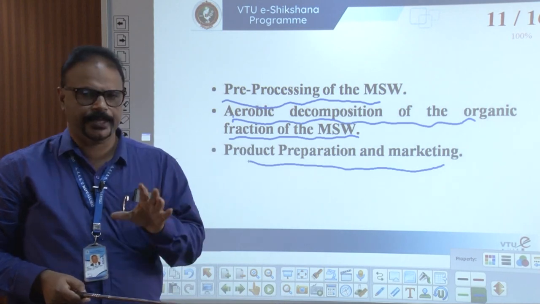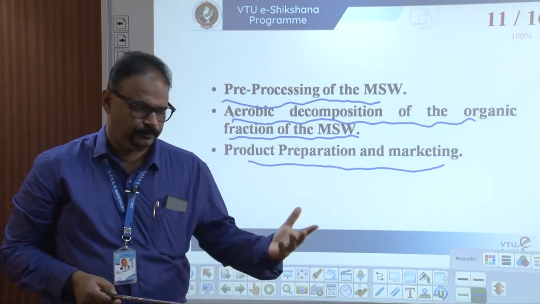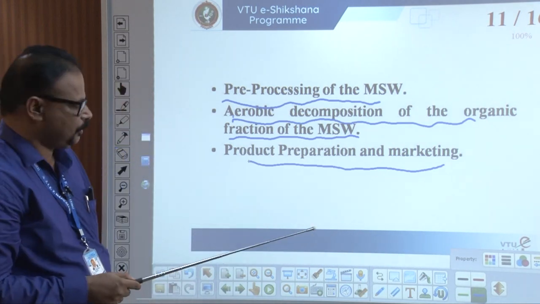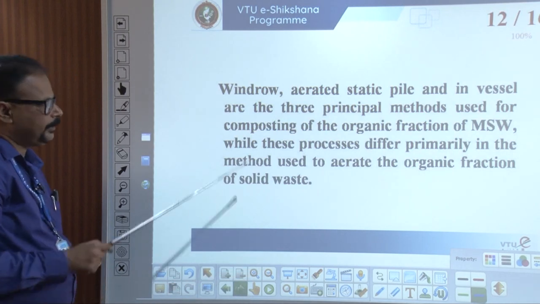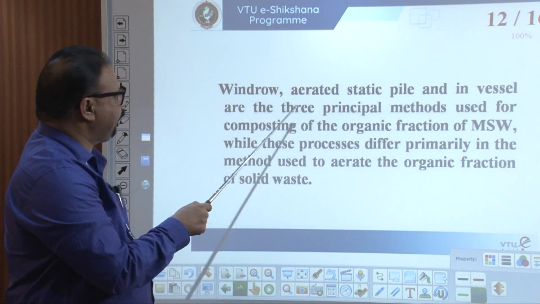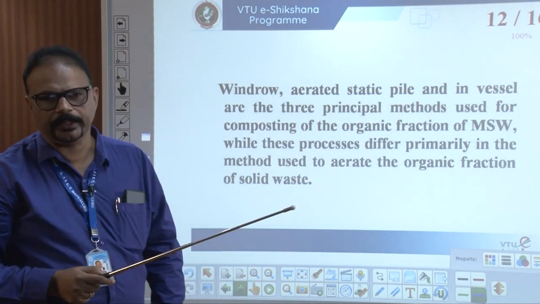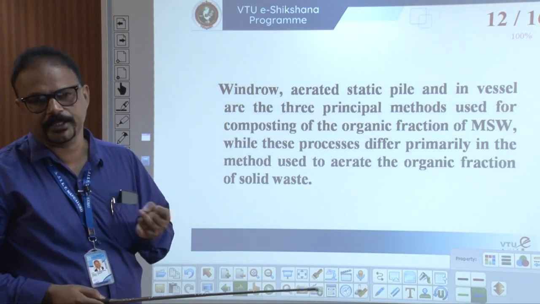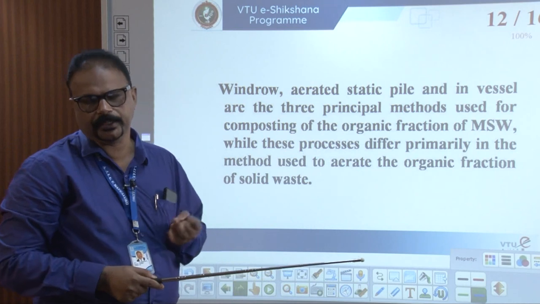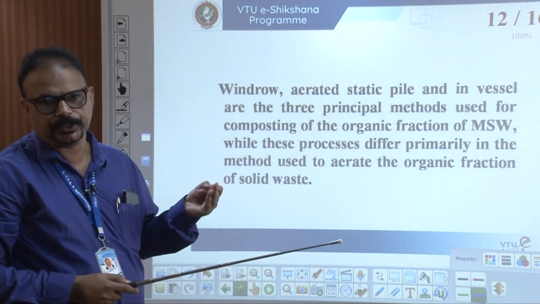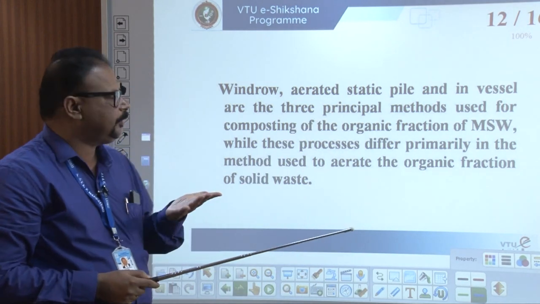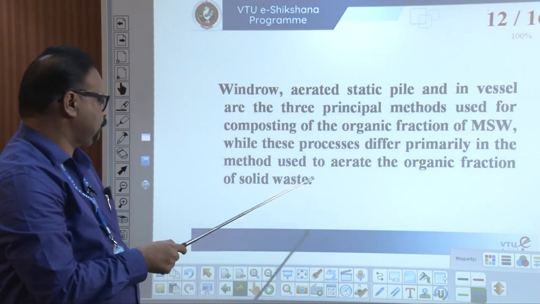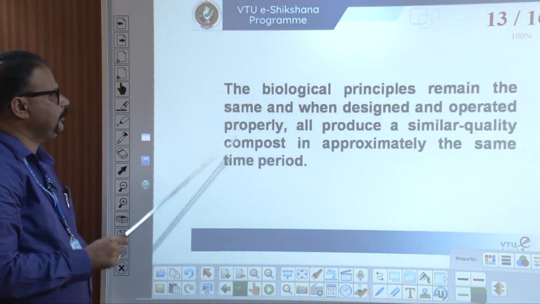We will get the product in 6 to 8 weeks, after curing everything. We have to sieve it, dry it a little bit, pack it, and use it for marketing. This is the second process. There are different types of process in this: windrow, aerated static piles and vessels are the three principal methods used. Here also we are using the pile process, Bangalore method, indoor method, and many other methods, vermicomposting, everything comes under this. All the methods I will explain.